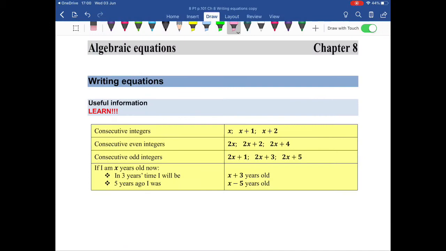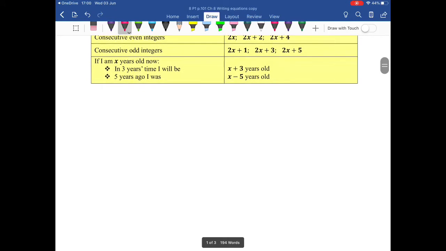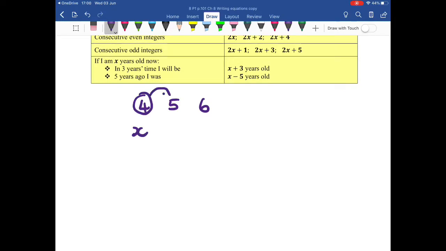First one we're going to look at is consecutive integers. So this is the algebra that you would use when you are asked for any consecutive integers. So how did we get to that? Well, if I have the numbers 4, 5, 6, those are consecutive integers. So I can use any letter, A, B, X, Y, Z. So I'm going to use X. What did I do to 4 to get to the next one? Well, I added 1. And so the next number would be X plus 1.